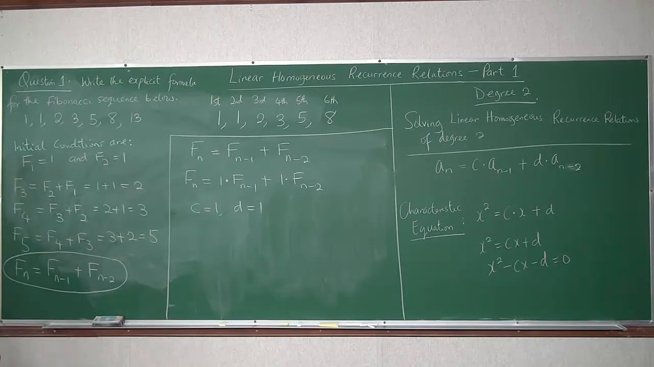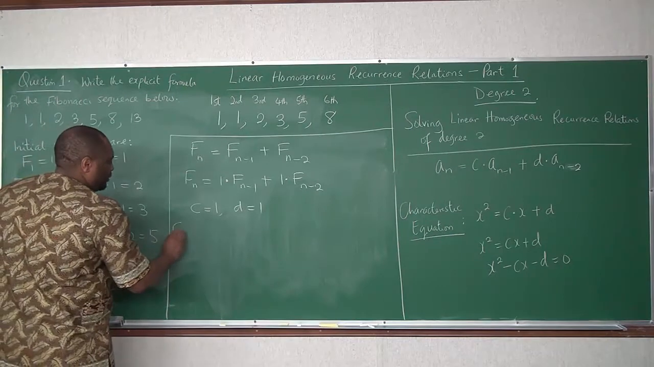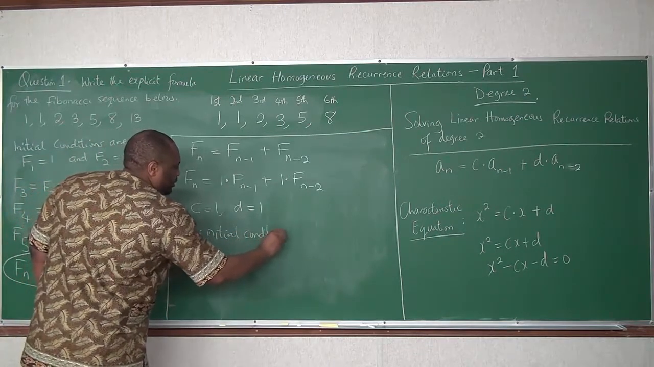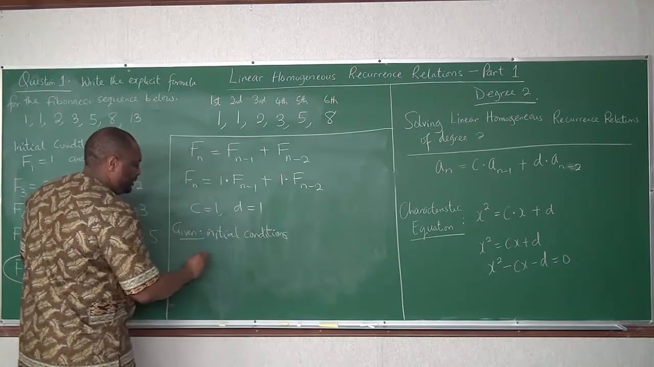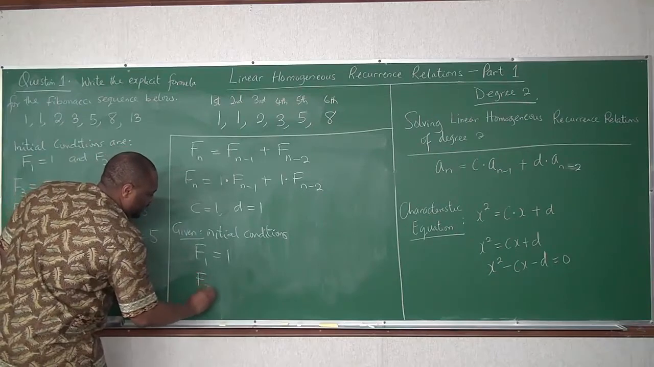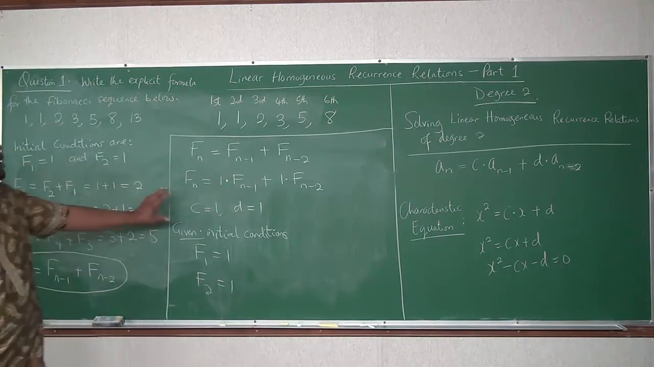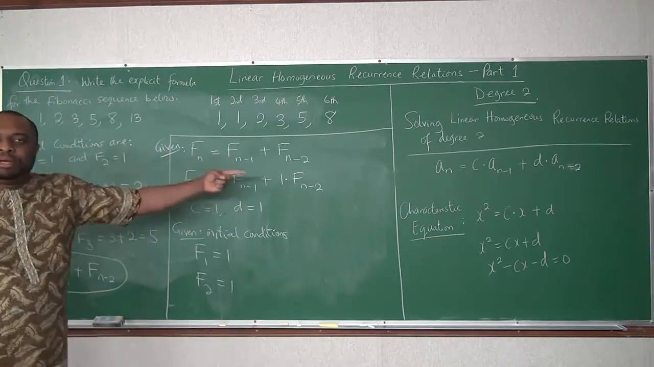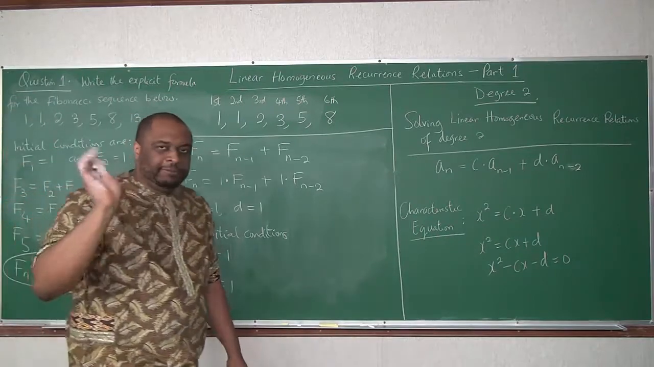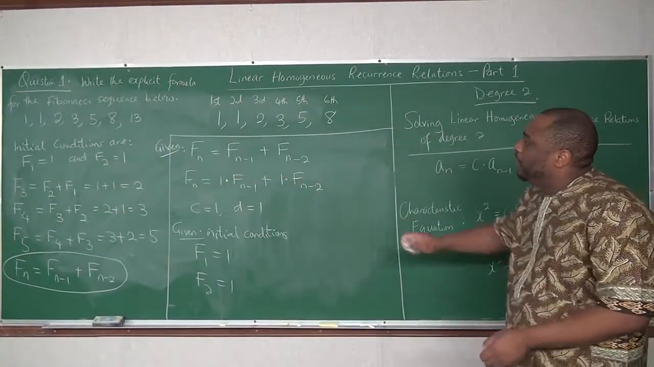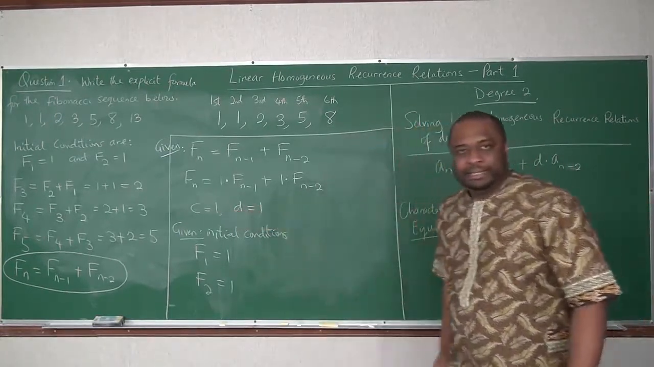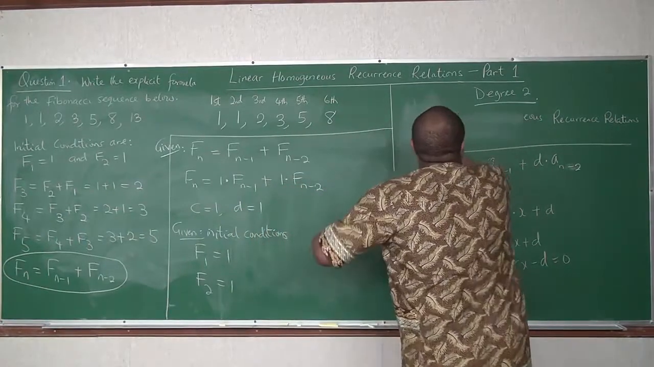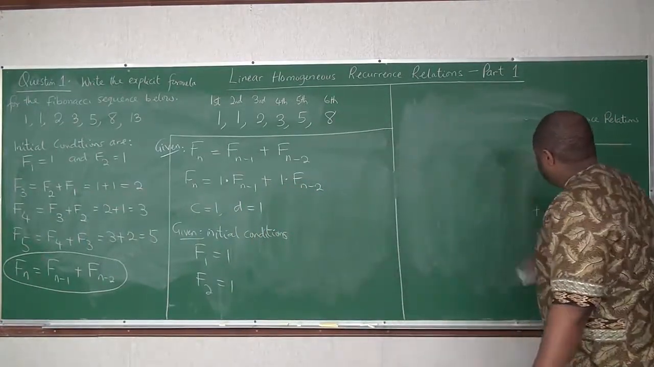Okay? Now, we were also given initial conditions. And what were the initial conditions? That F1 is 1, the first term is 1, and the second term is 1. Now, you were not given this. Let's say you were given just the recurrence relation and the initial conditions. You have to find the rest. So, first of all, we have written our constants, C and D. Now the next thing we have to do is to write the characteristic equation. So let's write the characteristic equation.